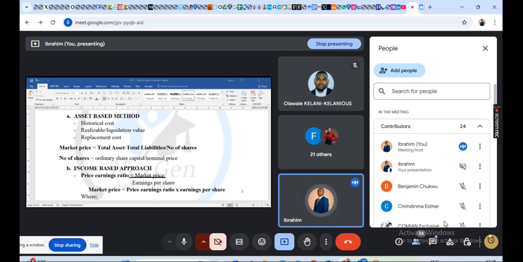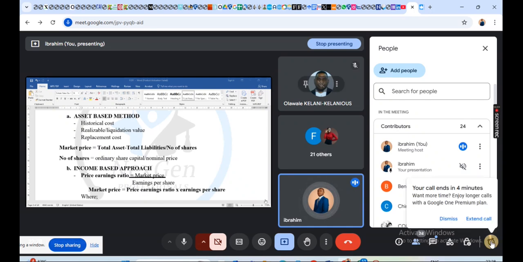So the income-based approach makes use of accounting profits. And guess what? One of the disadvantages is that accounting profit is subjective. The income-based approach also does not consider the time value of money. That is a disadvantage. So when the question tells you, okay, I'm explaining to you, I hope you are taking note of all these things.